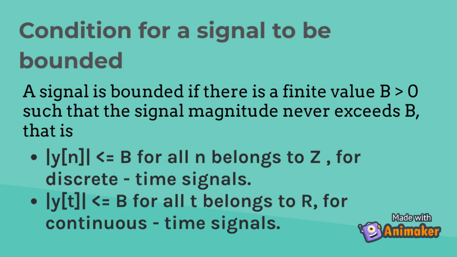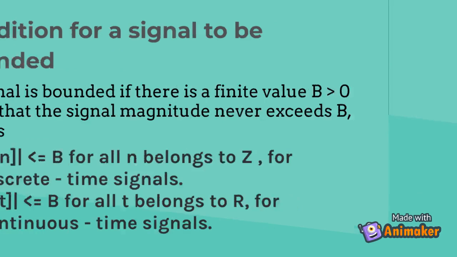That is, for a discrete time signal, the magnitude of y of n must be less than or equal to b for all n belongs to integers. Whereas for a continuous time signal, the magnitude of y of t must be less than or equal to b for all t belongs to R. Here R is the set of real numbers.